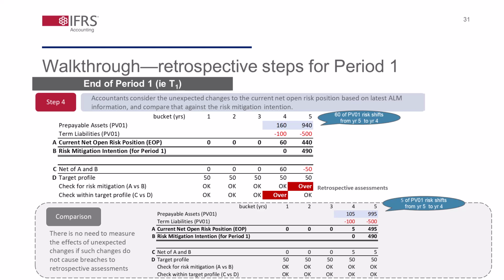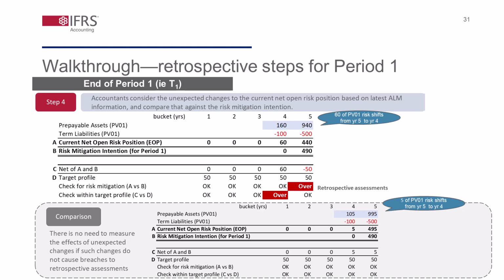In comparison, if movements between year 4 and year 5 only change the PV01 by 5 instead of 60, the current net open risk position at the end of the period would be plus 5 in year 4 bucket and plus 495 in year 5 bucket, and that would pass the retrospective assessment, and hence there would be no need to measure the effect of such unexpected changes. As such, accountants may skip step 5 later.